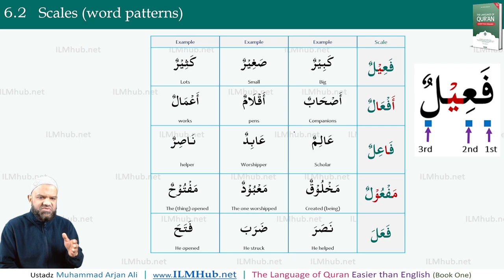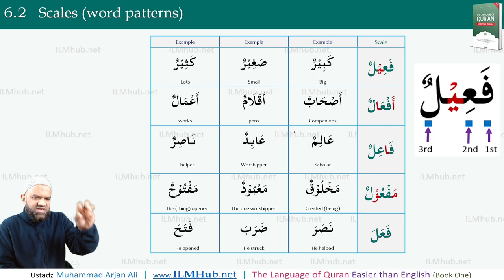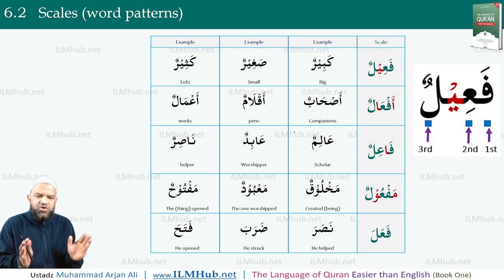So what is a scale? Scale really is to represent the shape of the word. The first root letter is represented by fa, the second root letter is represented by ayn, and the third root letter is represented by lam. Three root letters, and everything else there is an addition, including the vowel signs that are applied. So every word that follows that scale will follow that template, if you can think of it as a template. And as long as you get the template in your head, you can form the words yourself, inshallah ta'ala, once you've learned how to do this. So this is what I mean by scale.